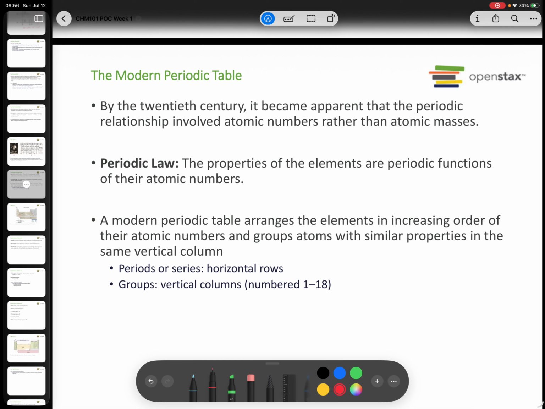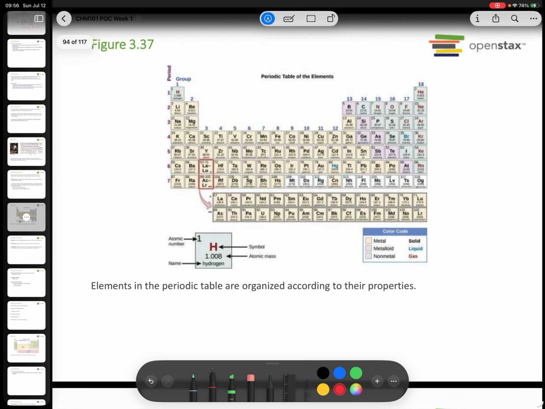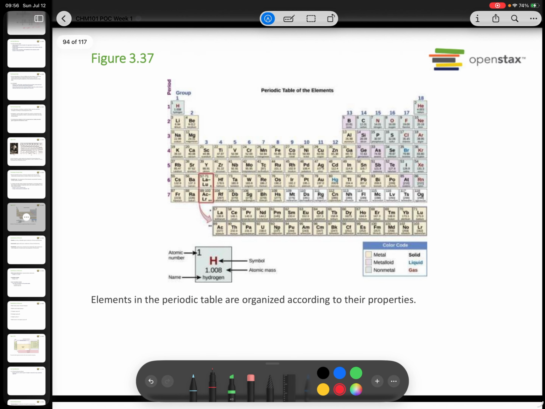So, horizontal rows are periods and vertical columns are groups. So, ano yung mga yun? So, medyo blurred lang, no? PDF ko na kasi. So, this figure illustrates the concept on the slide, no? Elements in the periodic tables are arranged according to their properties. Okay. So, yun nga. Hindi natin siya memorize. So, ito yung periods. Yan yung periods. Pag ganun.